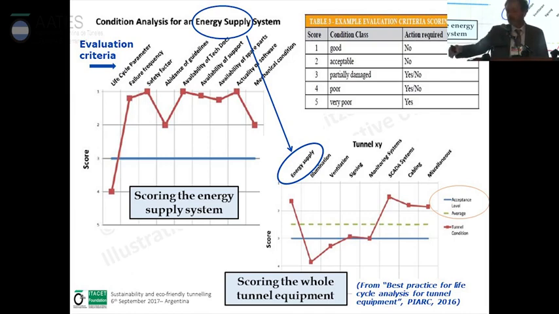This is the first curve. It gives an immediate shape. You know exactly how your tunnel is doing according to the energy supply system.